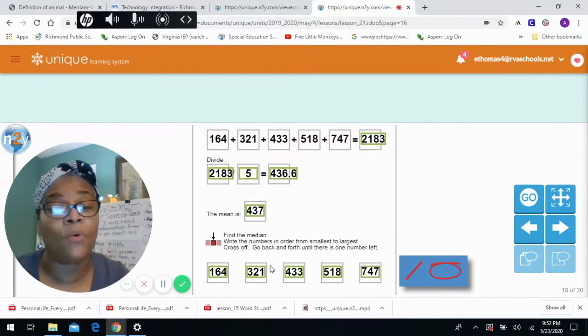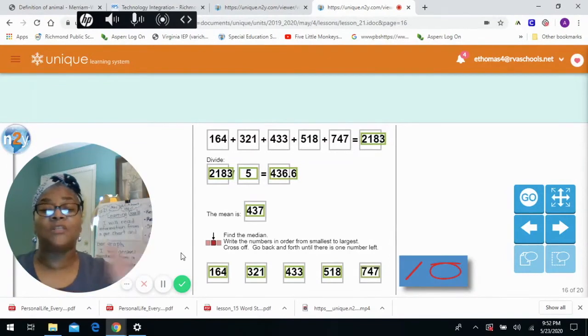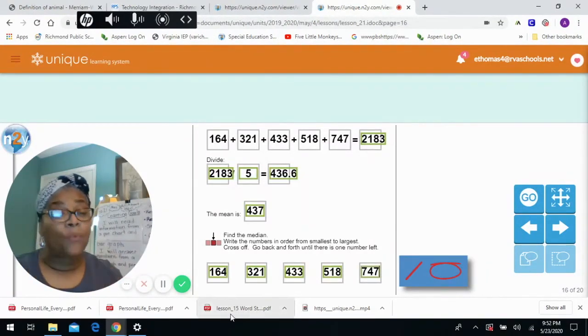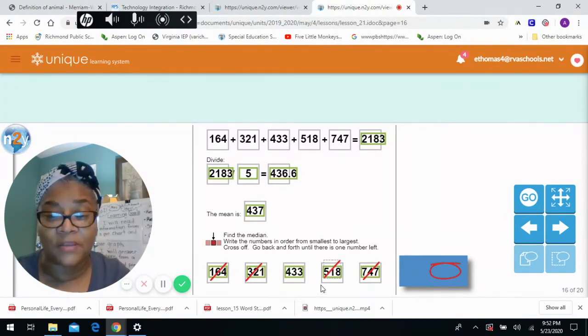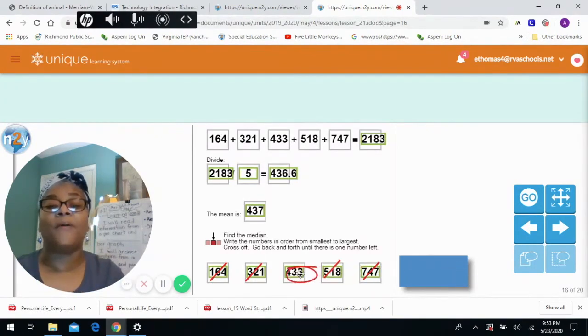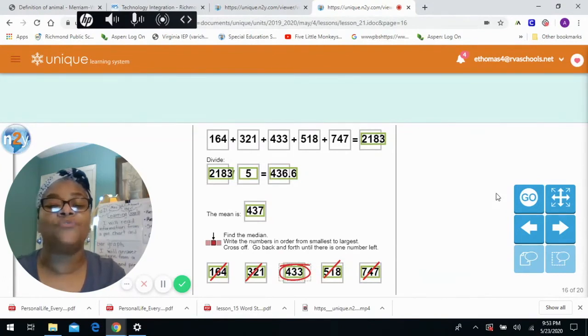All right, now remember our steps. We've already put them in numerical order from the smallest to the largest. Now we have to cross out. Remember, we go from end to end. We start with the first one, and then we go to the last one, crossing out. Then the next first one that's left, and then the next last one. Keep on until we end up with one number in the middle. And what's that number? 433. So our median is 433.